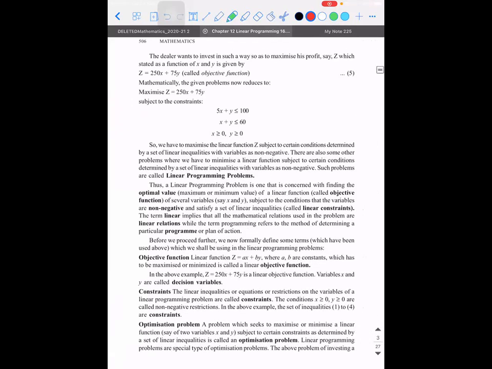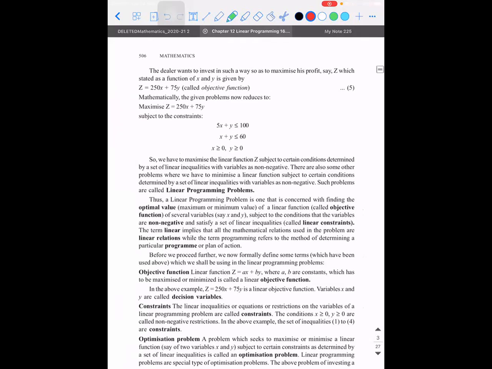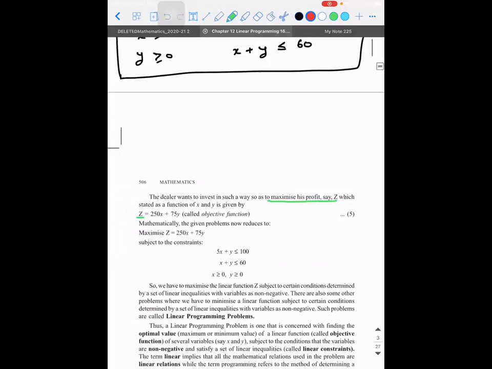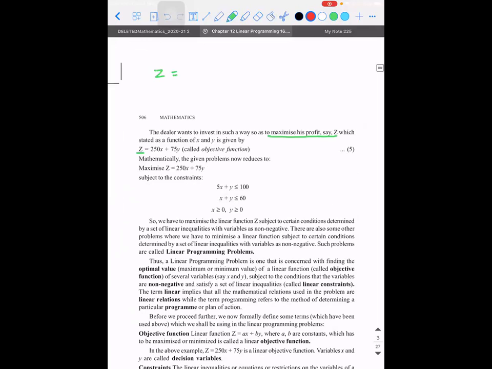I just want to introduce certain terms to you. The dealer wants to invest in such a way so that he maximizes the profit. Let us call that profit Z. So how do you write the equation for Z? Z is equal to, on one table, how much is the profit he's able to make? 250 rupees. Plus, on one chair, how much is the profit he's able to make? 75. So this is the profit he can make.